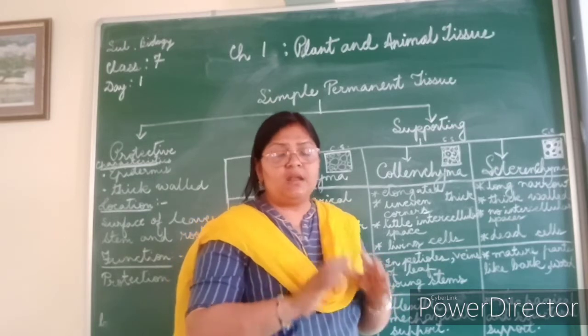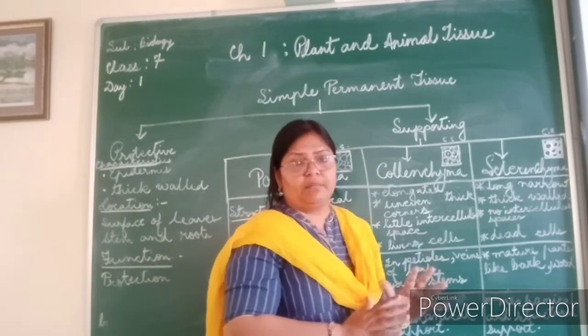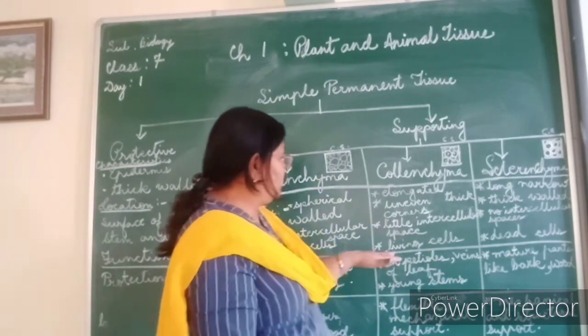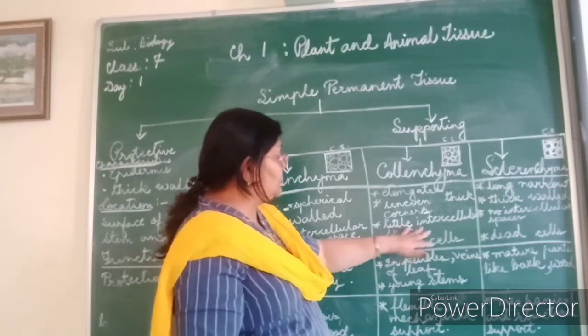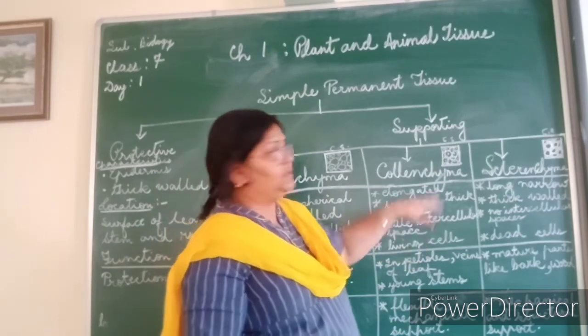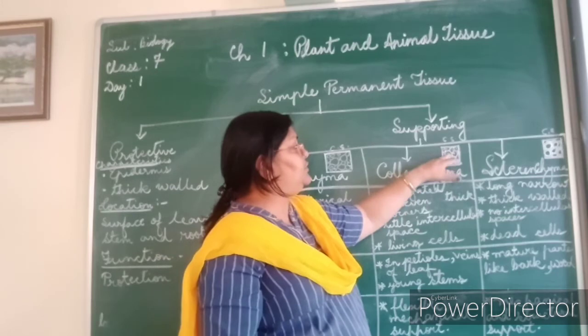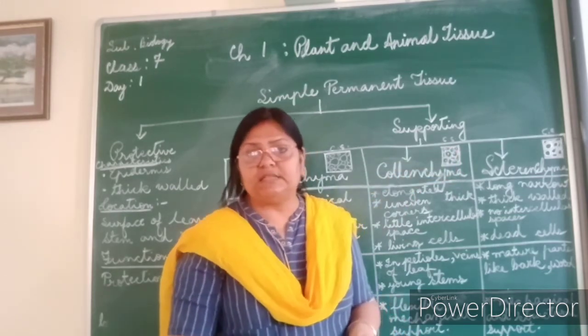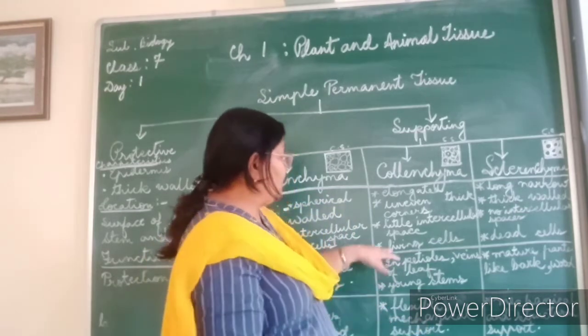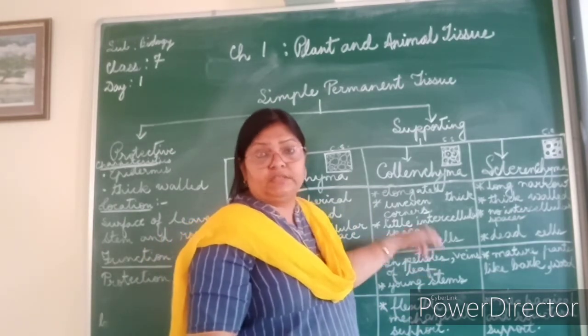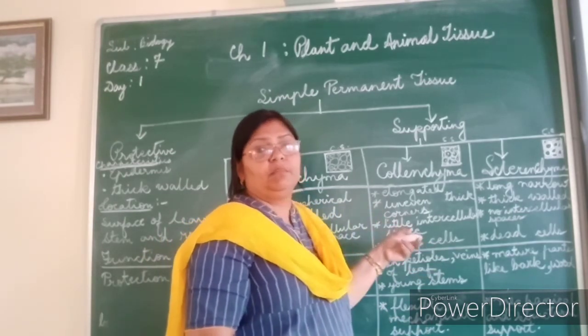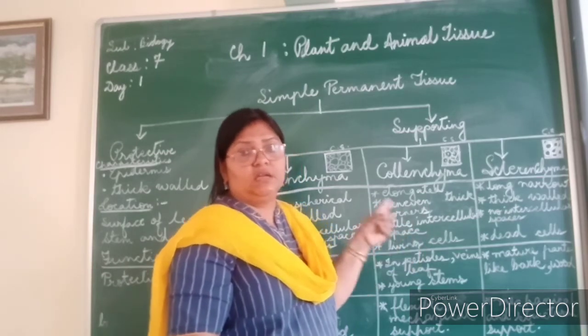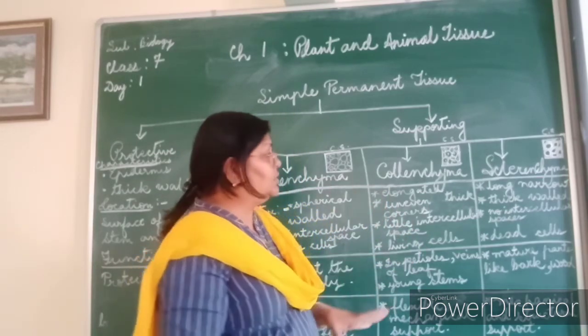This is the main feature of collenchyma cells. Now, there is very little intercellular space, very little empty space between two cells in collenchyma. They are also living cells. Like parenchyma, collenchyma is also a living cell forming the tissue.